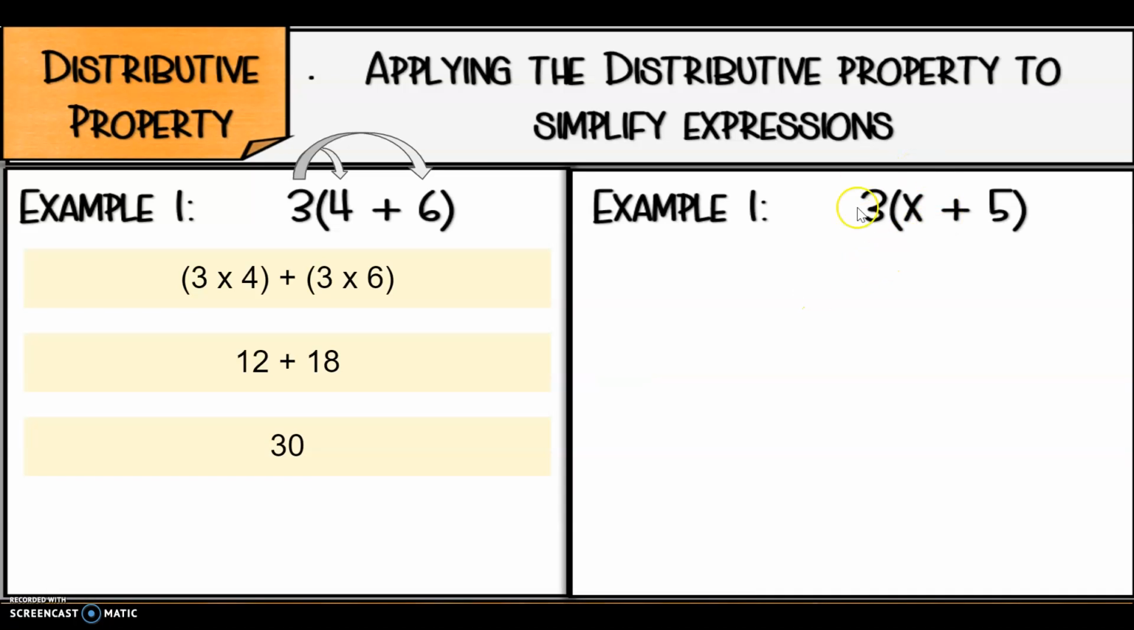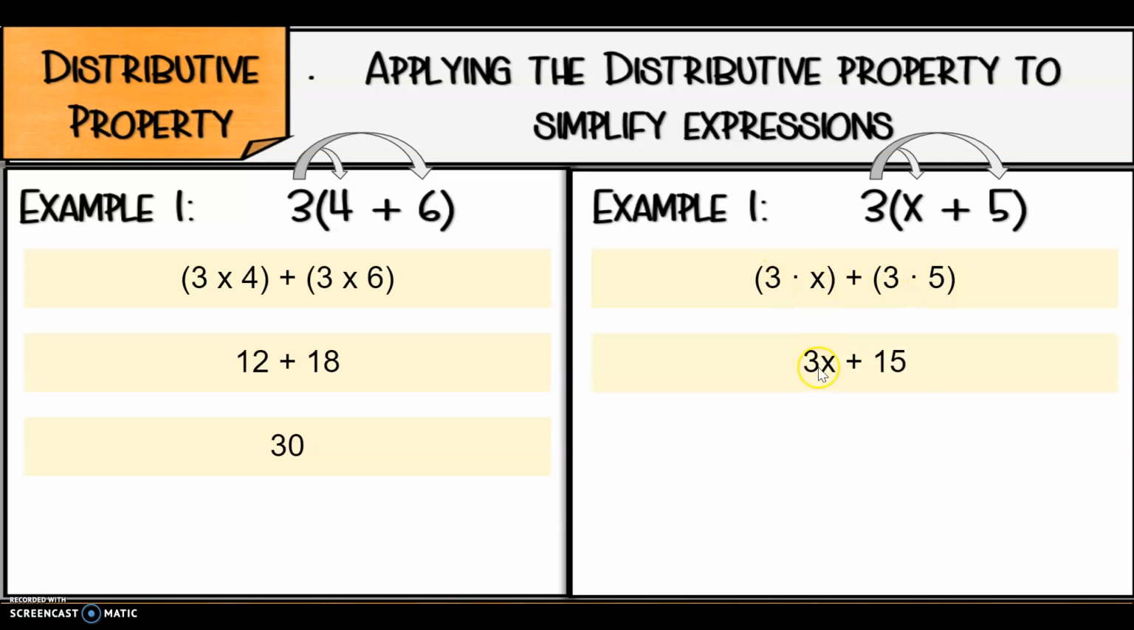Okay, we're going to show you now what it's like with a variable. So instead of having two numbers in here, we have 3 times x plus 5. So I'm going to distribute my 3 to my x and 3 to 5. So it'd be 3 times x right here. This little dot right here means multiplication. And then I have 3 times 5.